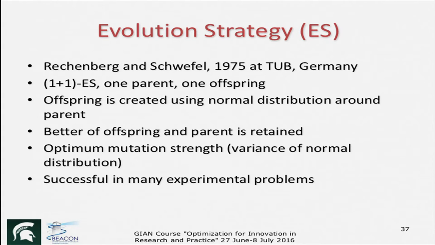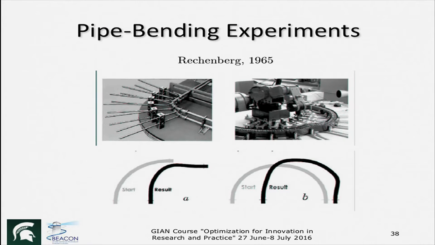Okay? So it's a very simple algorithm, but their initial studies were not done on a computer. That was one of the very unique things about early evolution strategies: they were all solved experimentally. Let me explain. So this is one of their setups, okay? They still have some of these setups in Berlin. So if you're going there, there are some other people working there now, so you can try to talk to them and see if you can visit them.